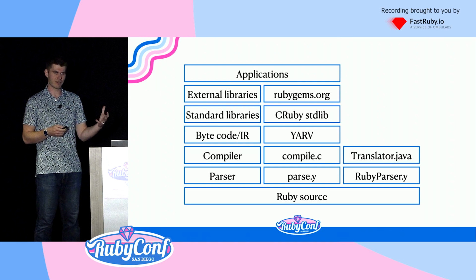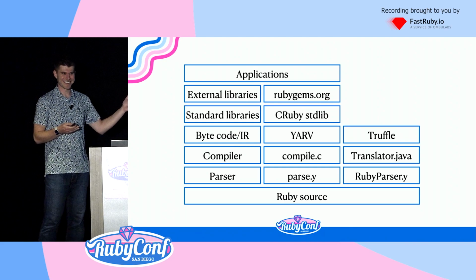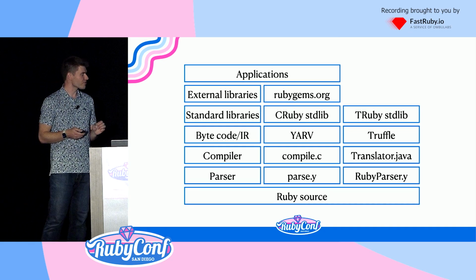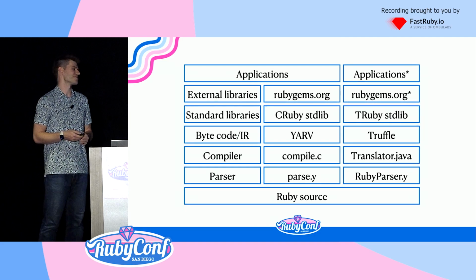Translator.java builds the Truffle AST. It's not really a bytecode as much as it is an AST that gets walked, but that doesn't matter. It builds the Truffle Ruby standard library, which works on most gems on rubygems.org, which works on most applications.